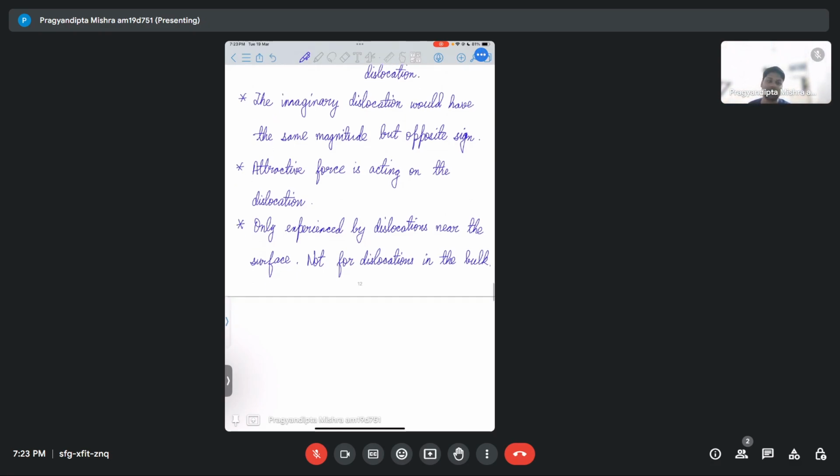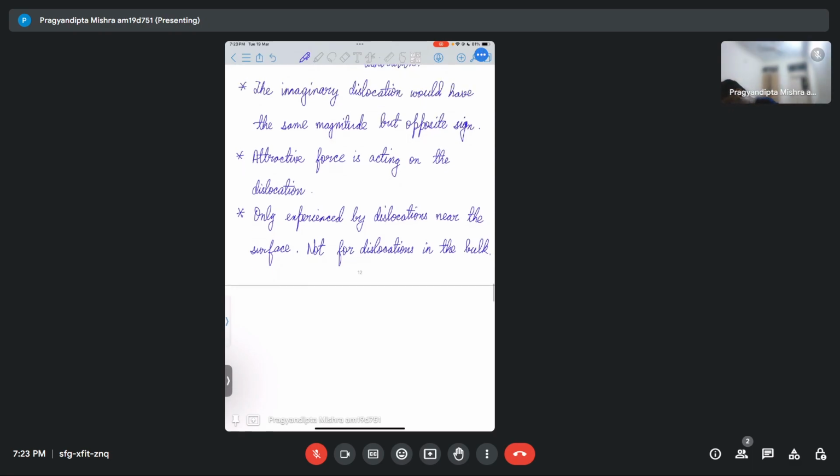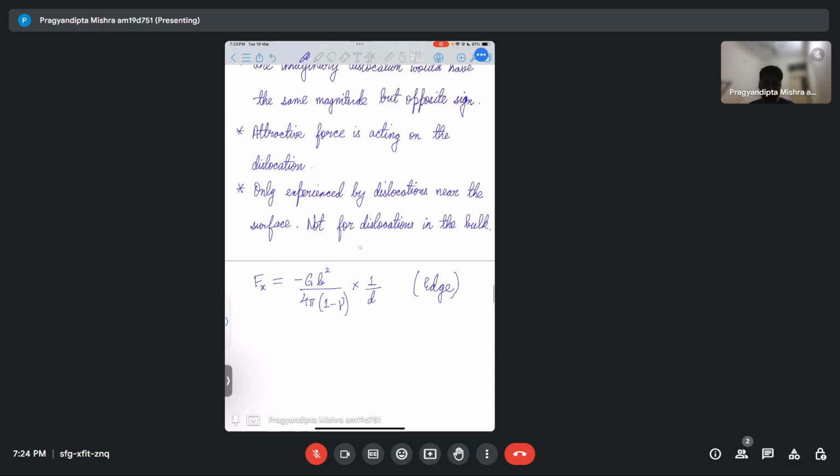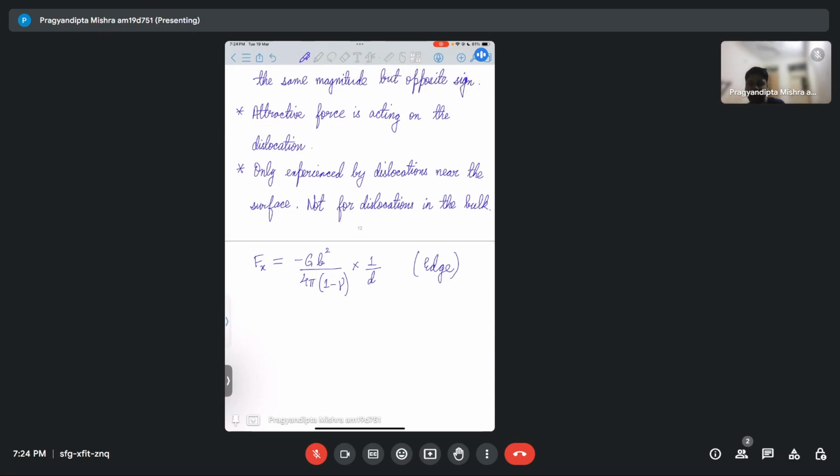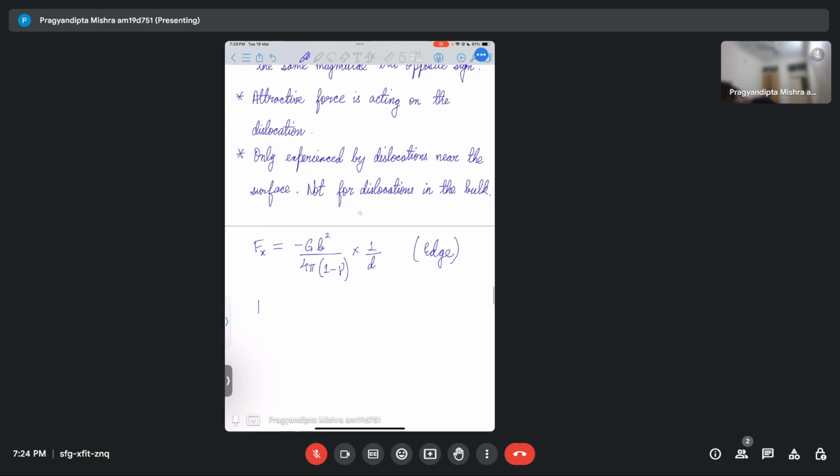So what are the values for these dislocations? I can give you the final expression for both edge and screw cases. For edge it will be minus G b squared divided by 4 pi (1 minus nu) times 1 by d, where d is the distance from the surface. So this is for edge. For screw, the expression would be exactly the same, just that you will not have 1 minus nu in the denominator.